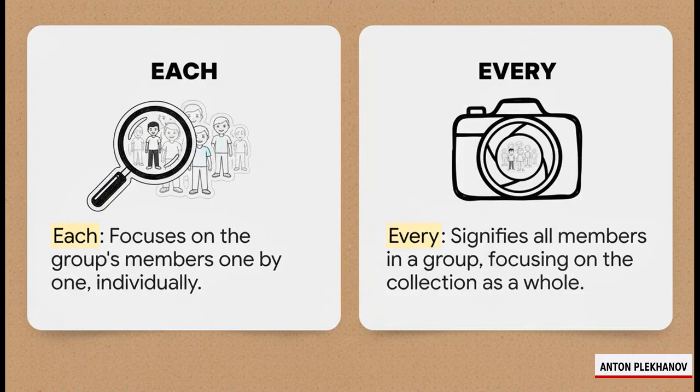I want you to think about it like a camera lens. When you use the word each, you're zooming in. You're focusing on one person, then the next person, then the next. It's individual. But when you use every, you're zooming out. You're seeing the entire group at once as a single unit. One is individual, the other is collective.